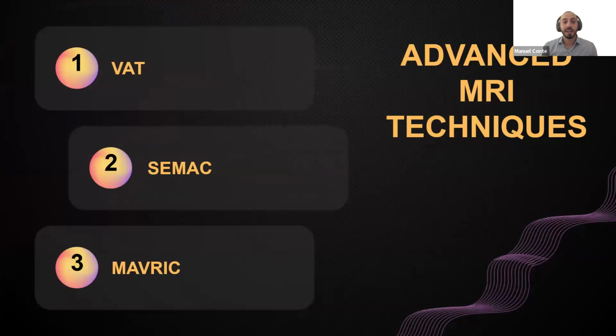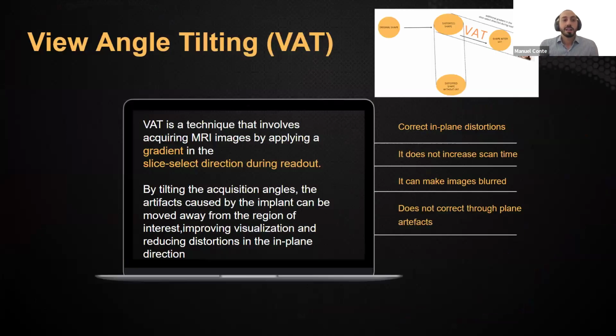Okay, advanced MRI techniques. We have VAT, SEMAC, and MAVRIC. The VAT is the view angle tilting. The VAT technique involves acquiring MRI images using a gradient in the slice select direction, and we apply it during the readout. By tilting the acquisition angle, the artifact caused by the metal implant can move away from the region of interest. So that improves the visualization of the anatomy and reduces the distortions in the in-plane direction.